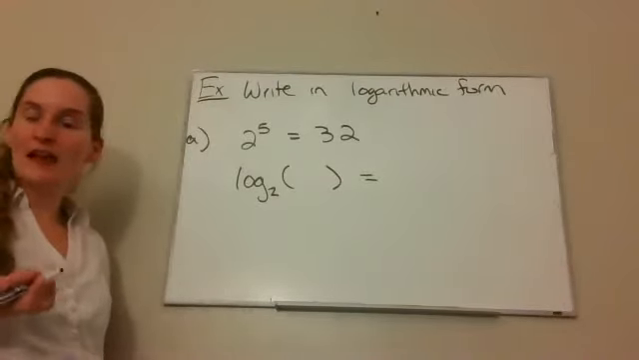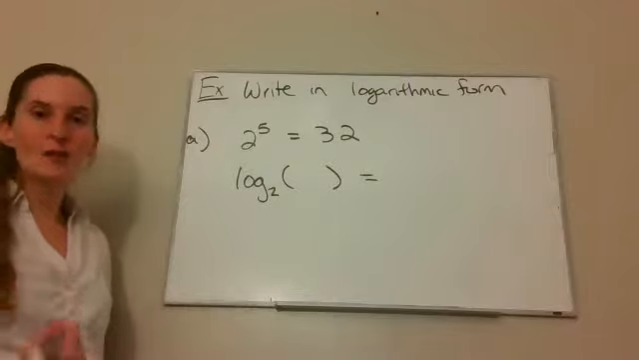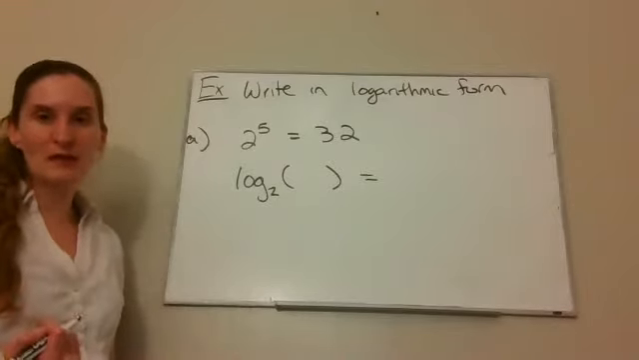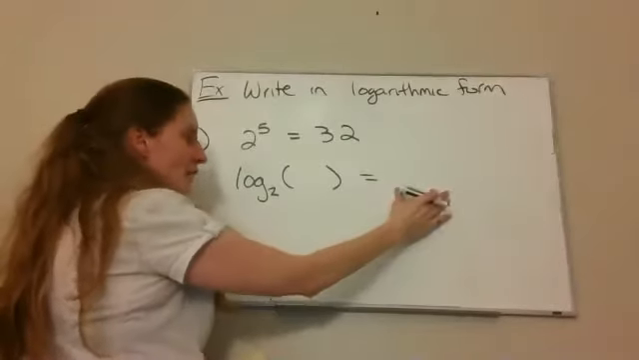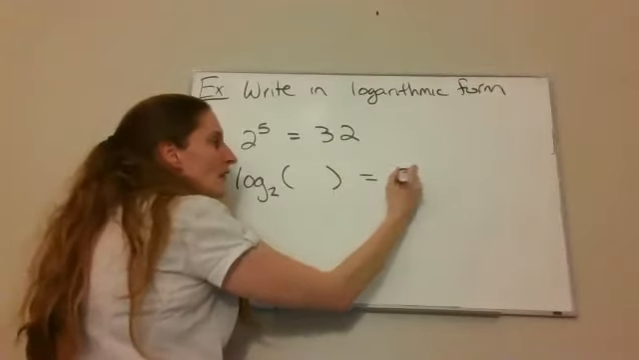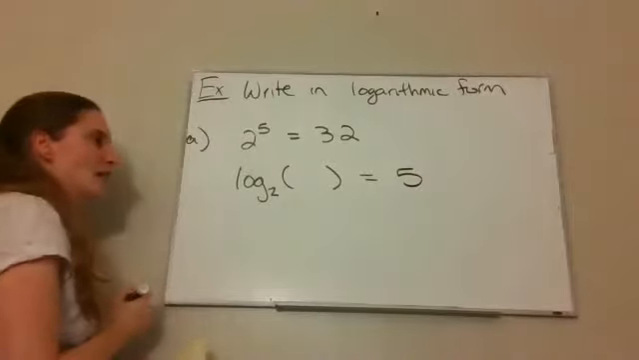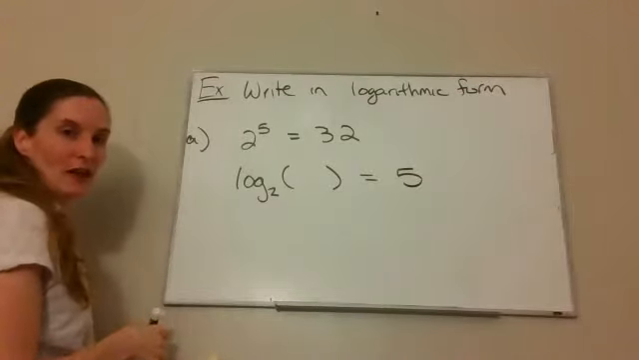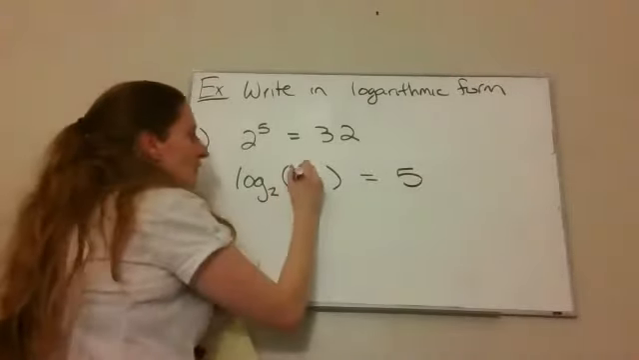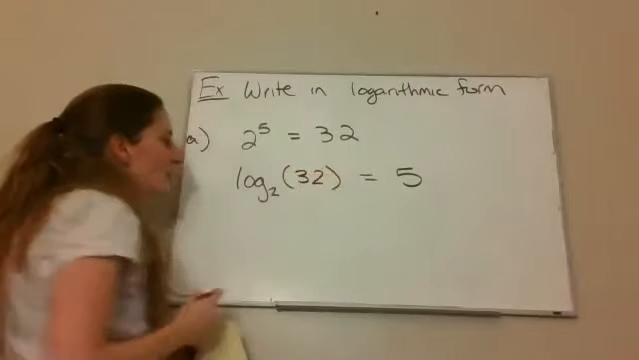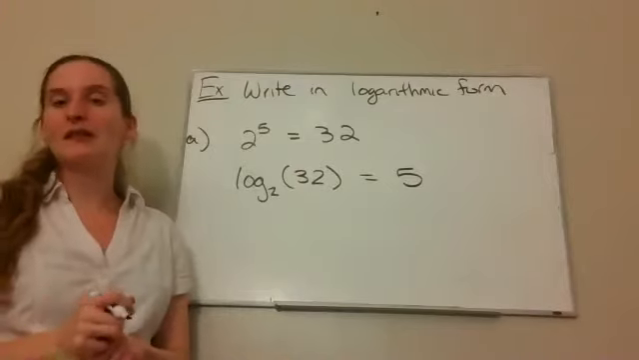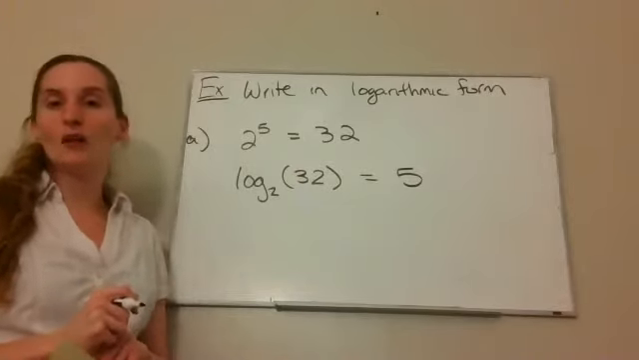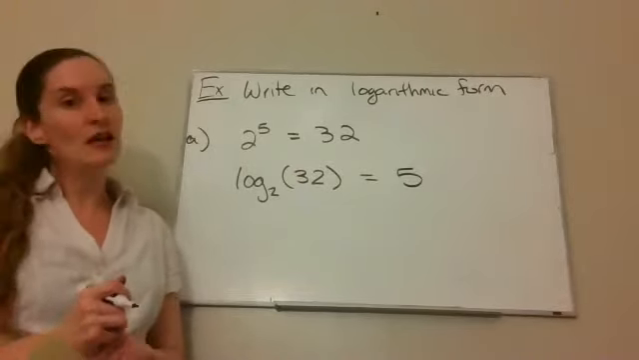And this is where it's helpful to remember that logarithms are exponents. So on this side, I'm going to have a logarithm. On the other side, I'm going to have the exponent because they're the same exact thing. So the exponent goes on the other side of the equation, which means this 32 has to go in the parentheses. 2 to the 5th is equal to 32 is the same thing as log base 2 of 32 equals 5.